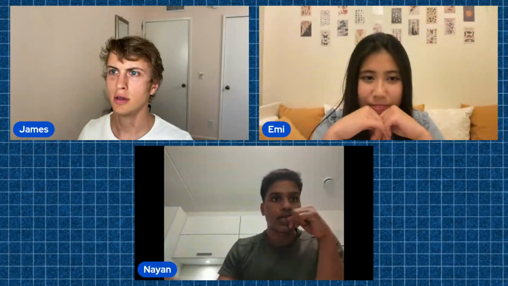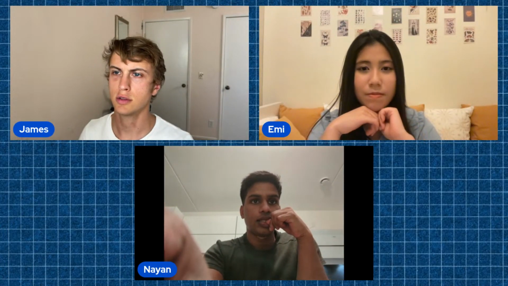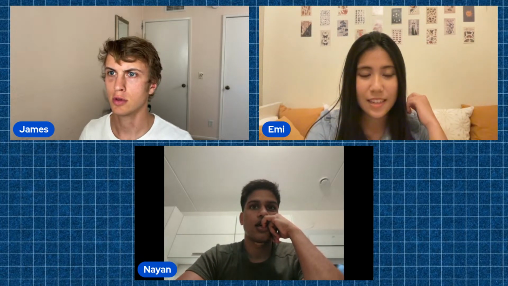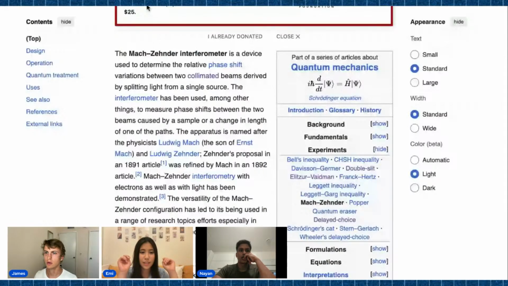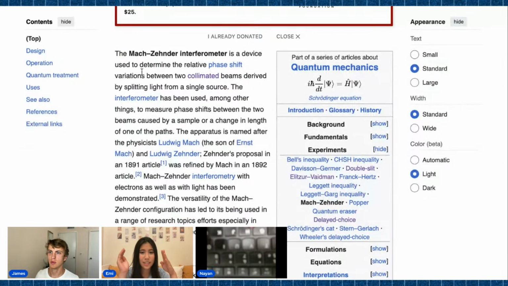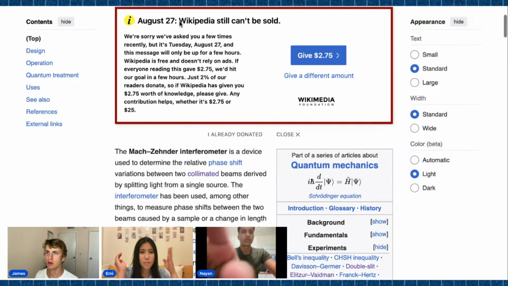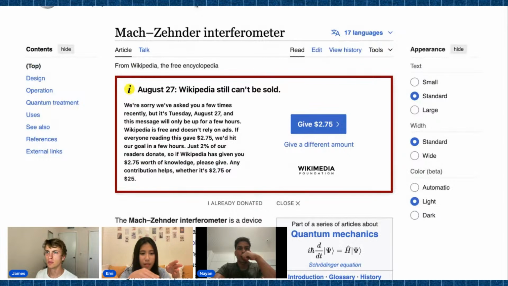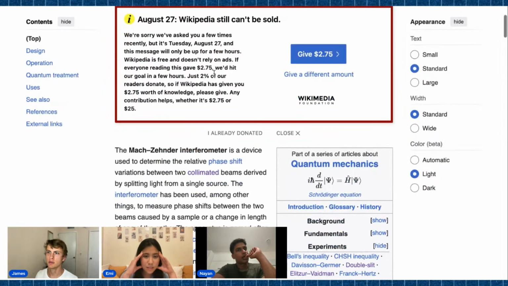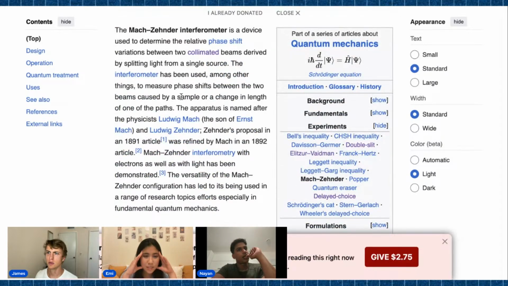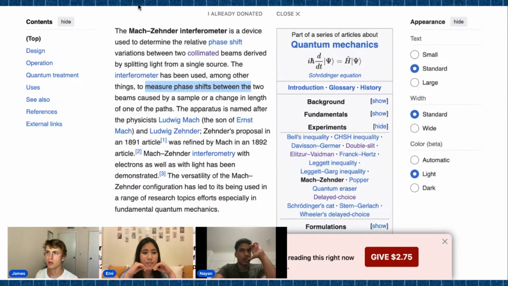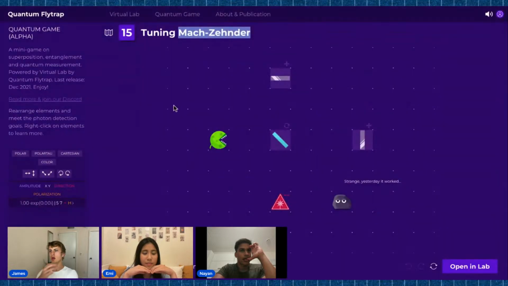So basically, it determines the phase shift between two collimated beams. Yes. So when you have two kind of normalized-ish beams of light, you can determine the difference between them and use it to calibrate your two beams. Okay, that makes sense. Measure phase shifts. Okay. So we're supposed to do that here.